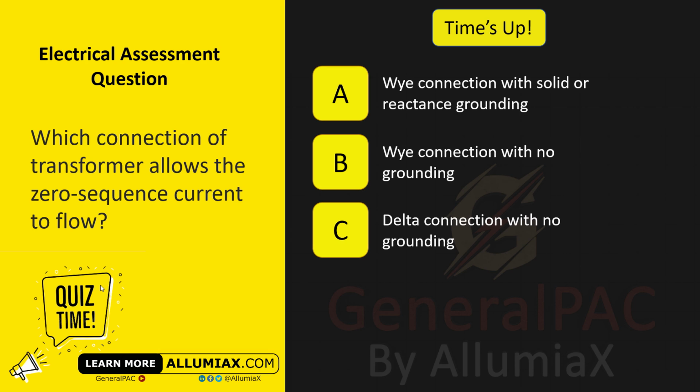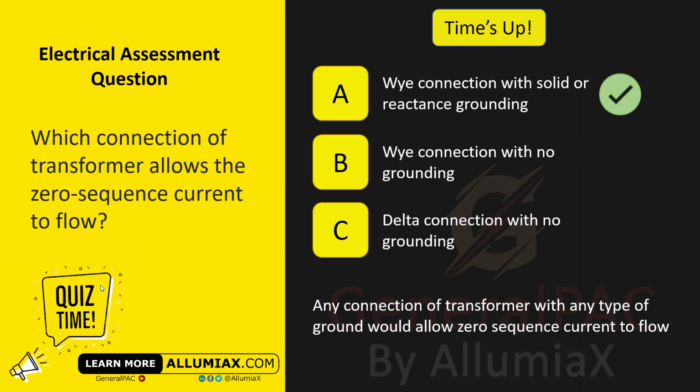Time's up. The answer is A. Y connection with solid or reactance grounding. Any connection of transformer with any type of ground would allow zero sequence current to flow.